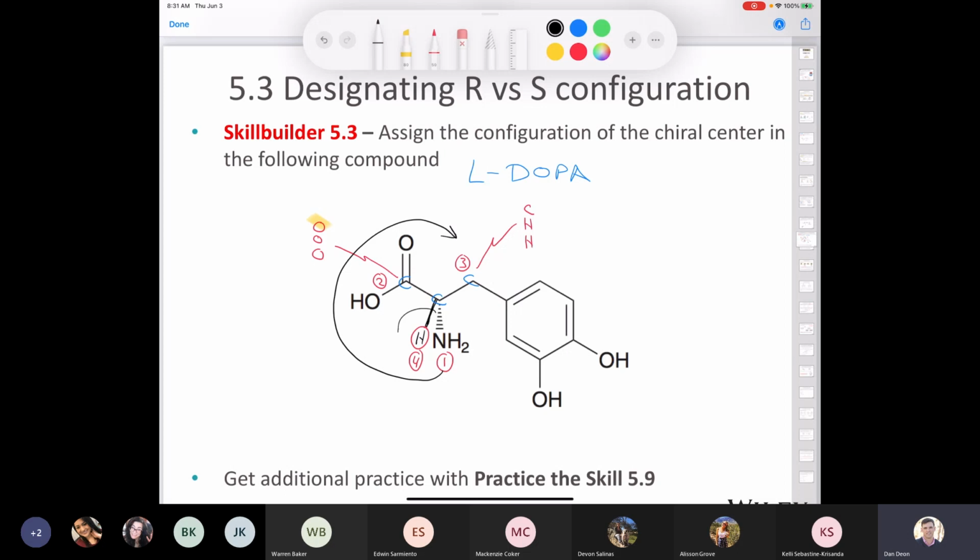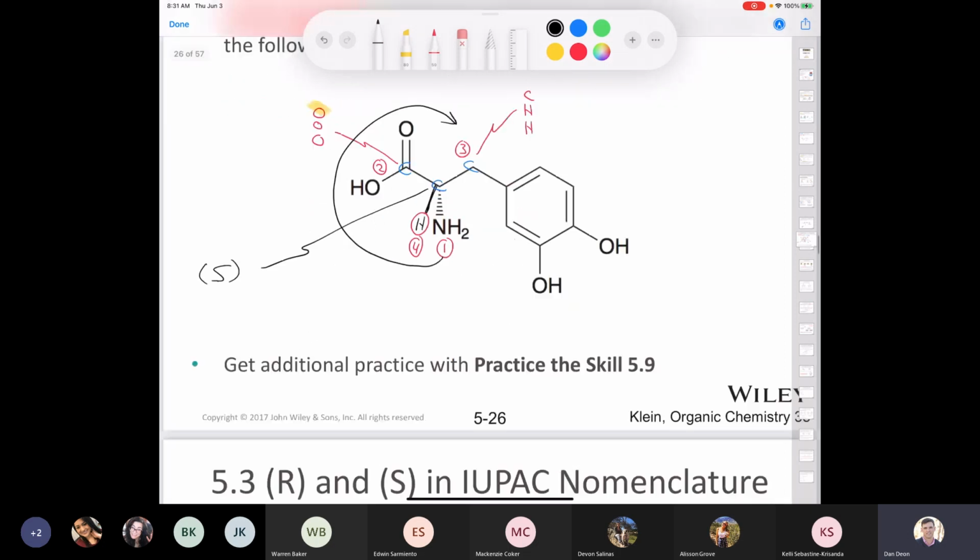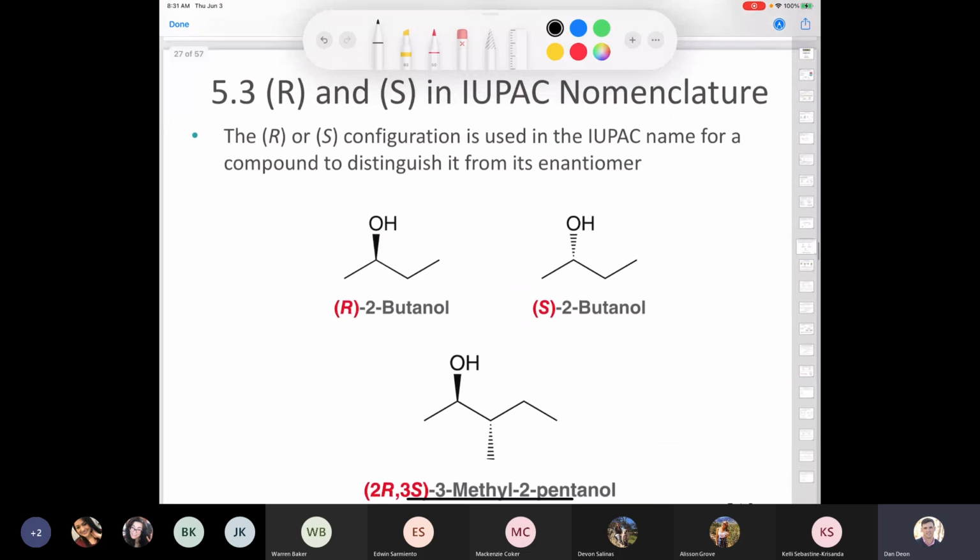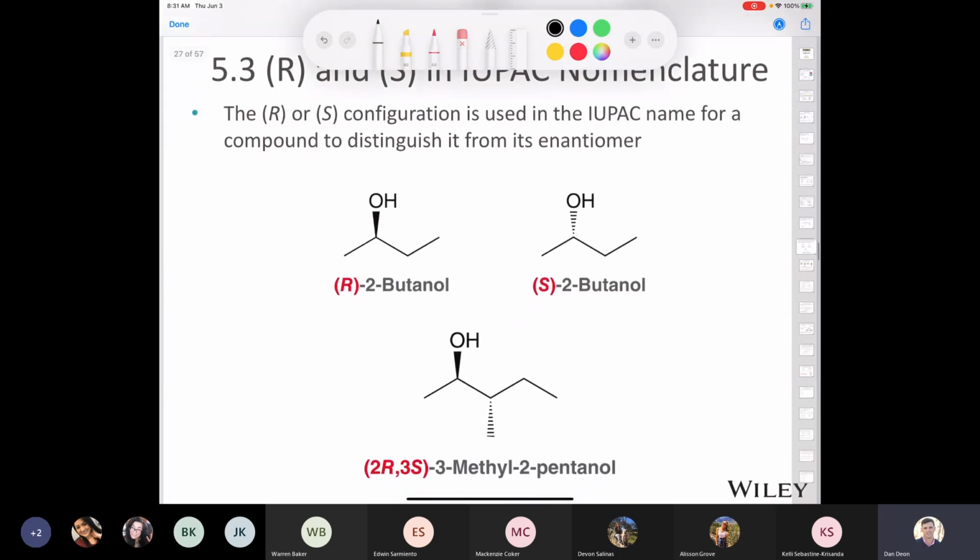But since the lowest priority group is coming out towards us, we reverse it. And the stereochemistry is S, sinister. So this is an S compound, because the hydrogen is coming forward, we have to reverse it at the end. So there you go, that's your introduction to determining stereochemistry, R and S. And I think you nailed it. All right, there we go. So the R or S in nomenclature, how do we use it?